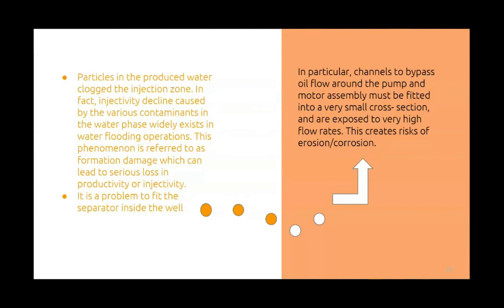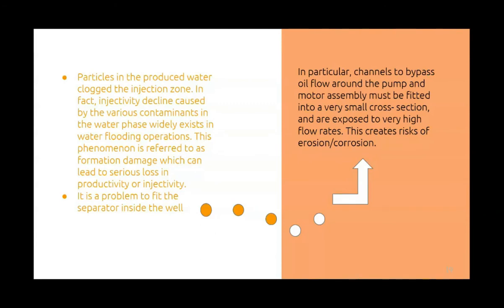Particles in the produced water clog the injection zone. In fact, injectivity decline caused by the various contaminants in the water phase widely exists in water flooding operations. When the injection operation occurs, it's not only water that will go in the stream. It also contains sediments and chemical additives. This phenomenon is referred to as formation damage, which can lead to serious loss in productivity or injectivity.